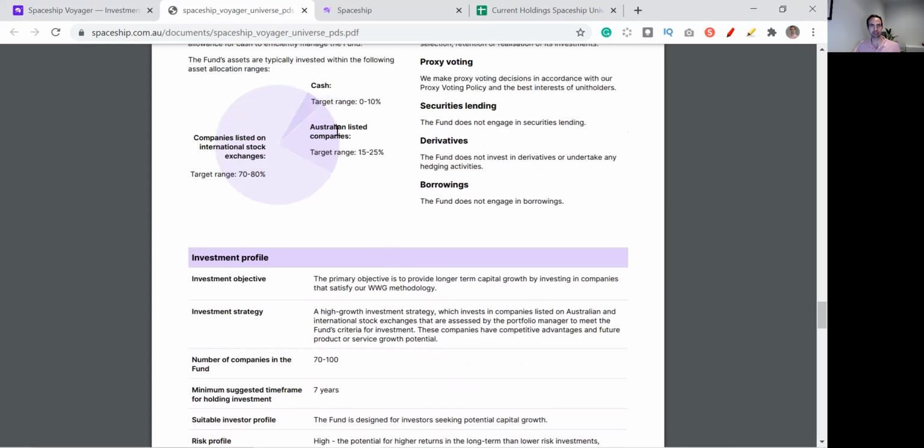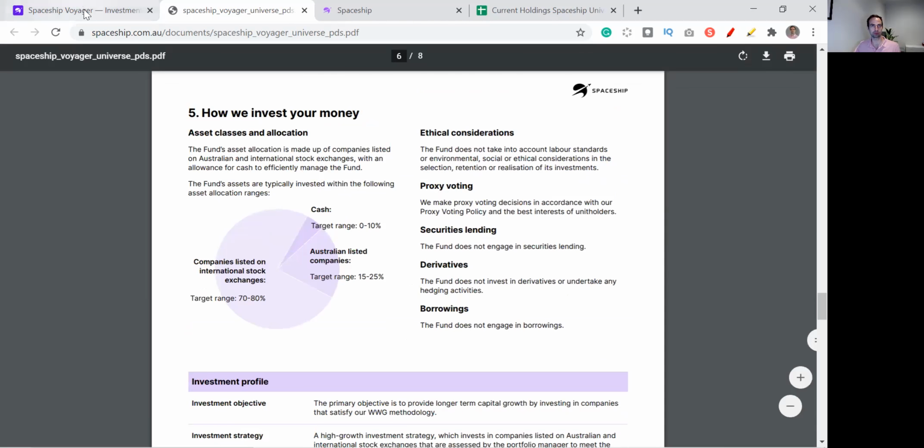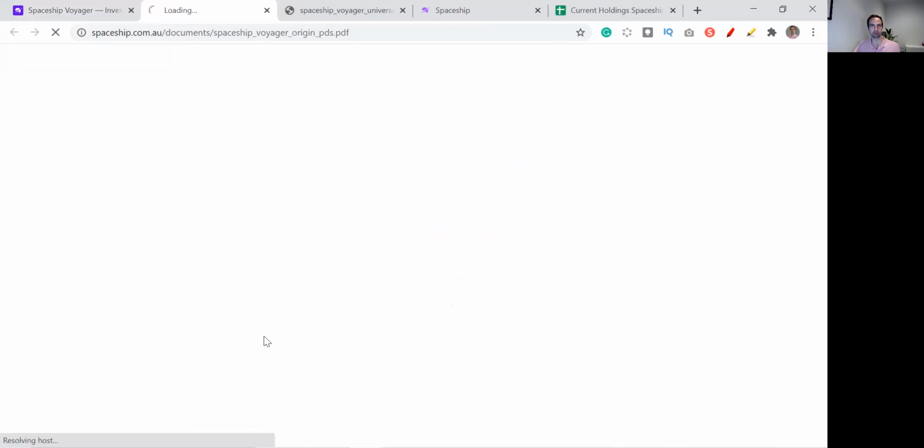So yeah, this is the target allocation of the Spaceship Universe portfolio. Let's go into the target allocation of the Origin portfolio.